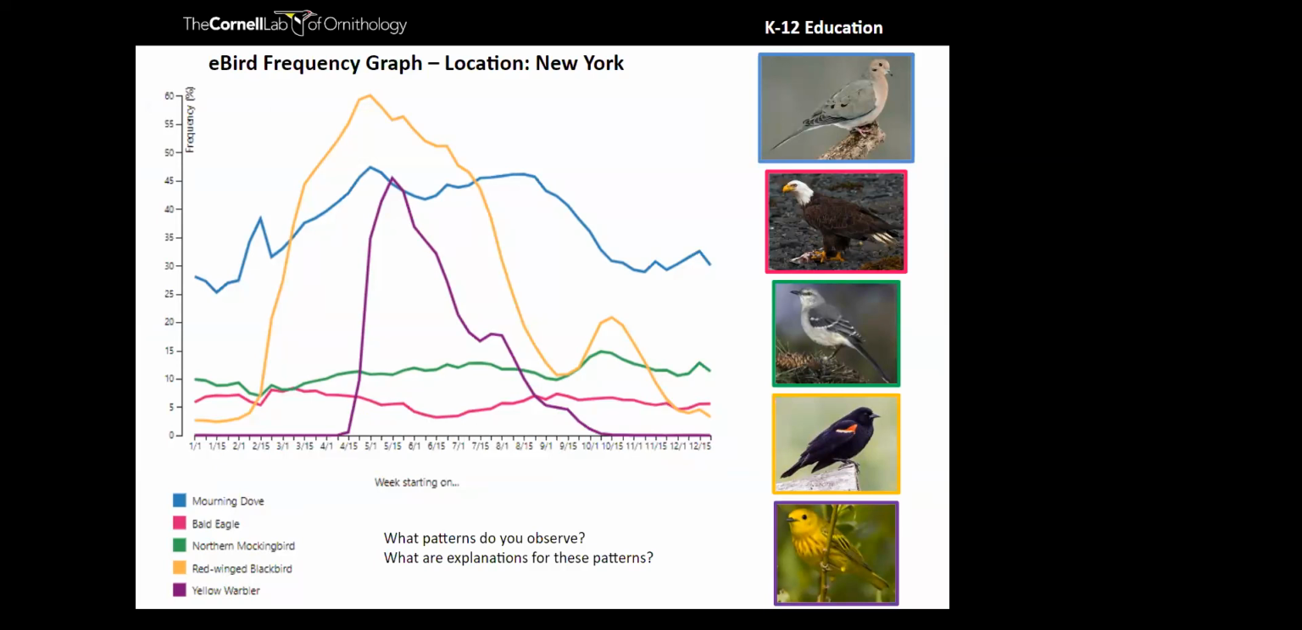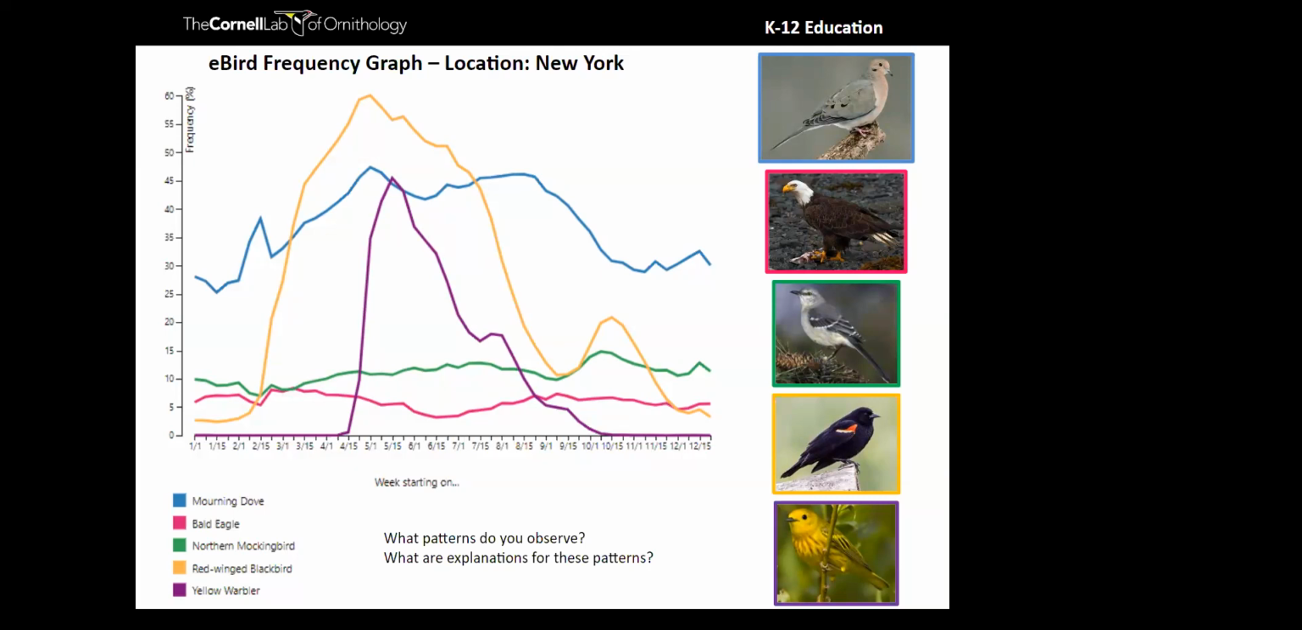Yeah, yellow warbler for sure. Red-winged blackbird. The yellow one, absolutely. You see some changes in other ones like the mourning dove, but that could be some detectability issues. But for me, yeah, red-winged blackbird, yellow warbler, migratory. And then we've got some birds that live in New York year-round: bald eagle, northern mockingbird, and mourning dove.